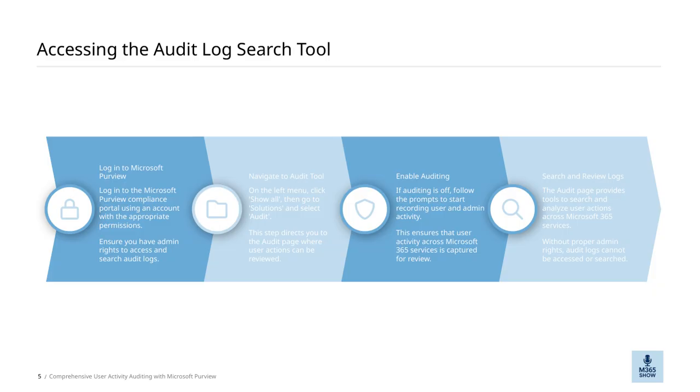Doing so ensures that all user and admin activities are recorded, giving us the visibility we need to review actions effectively. To get to the audit page, you'll need to navigate from the left menu. Click on Show All, then go to Solutions and select Audit. This will take you directly to the audit review area where user actions are logged and can be analyzed.